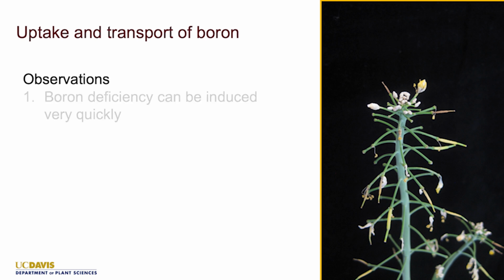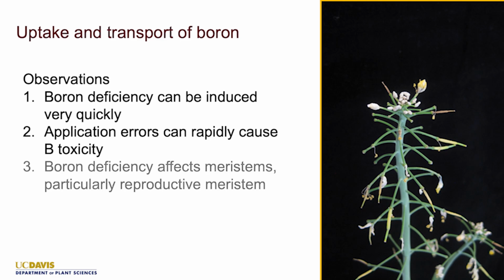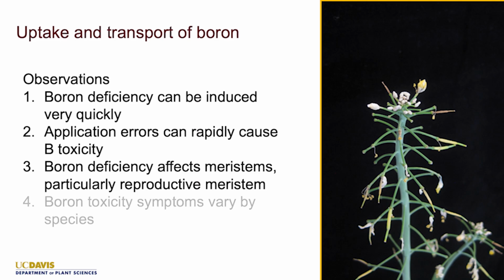Firstly, we know that boron deficiency can be induced very quickly, and we need to explain that. Secondly, we all know, and those who have worked in the field know, that if we make a mistake when applying boron, we get toxicity. We need to explain why that happens. Thirdly, as I mentioned, boron deficiency affects meristems, particularly reproductive meristems. Why? And finally, boron toxicity symptoms vary by species. All of these 4 points need to be explained.